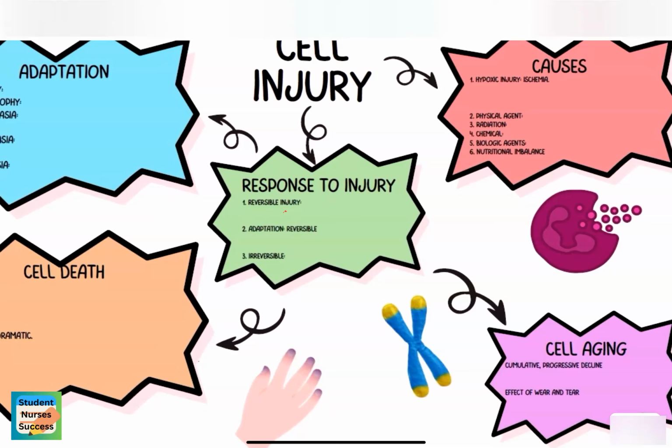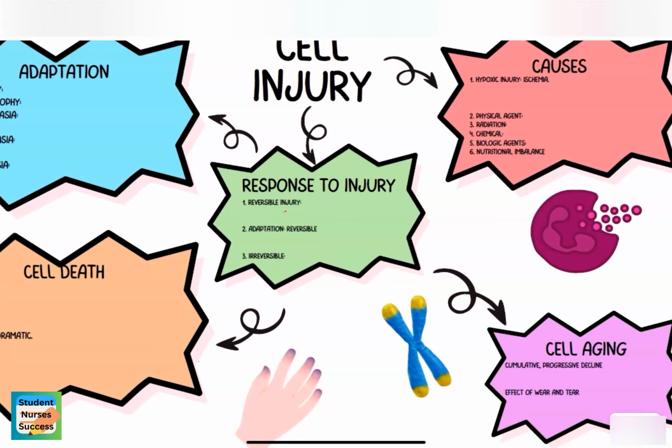When cells are injured, they respond three different ways. They can respond to an injury and they can completely reverse and heal. They can adapt to the injury, and that is also reversible. Once they adapt, they can actually revert back to their normal cell, or they can respond irreversibly, in which they will die.